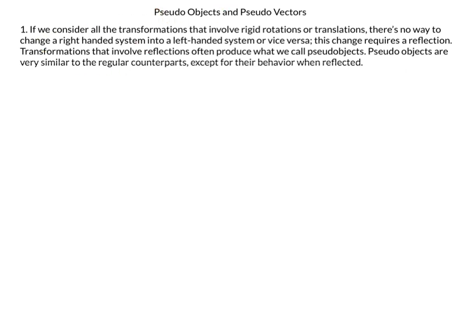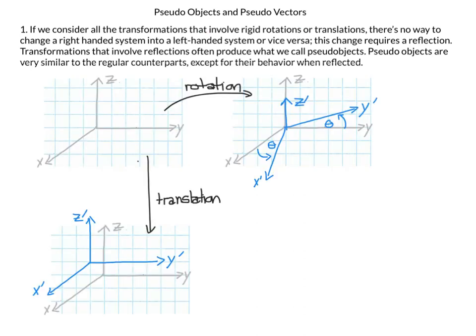If we consider all transformations that involve rigid rotations or translations, there's no way to change a right-handed system to a left-handed system or vice versa. Here I have an x, y, and z coordinate system just rotated, so I rotated the x, y plane. The z stays the same, but you can see the rotations are not going to change the right-handedness of the system. Here I have a translation. What did I do? I moved the y coordinate over in the negative direction and the z coordinate over in the positive direction. So this translation also doesn't change the right-handedness.